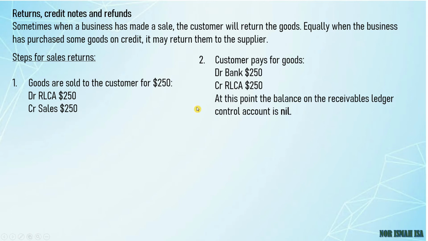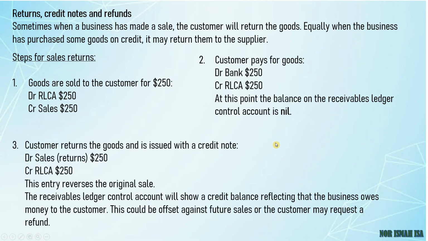And the second step, the customer will pay for the goods: debit bank $250, credit receivable control account $250. This double entry we already learned before. So when the payment has been made, the balance on the receivable ledger control is 0.